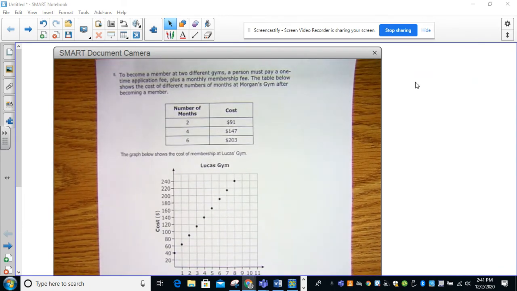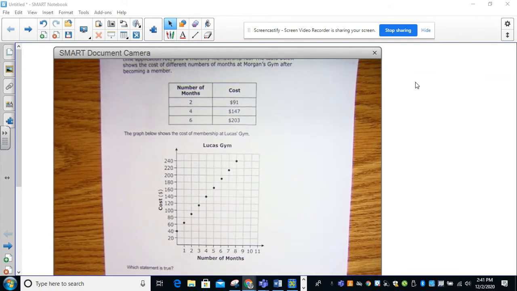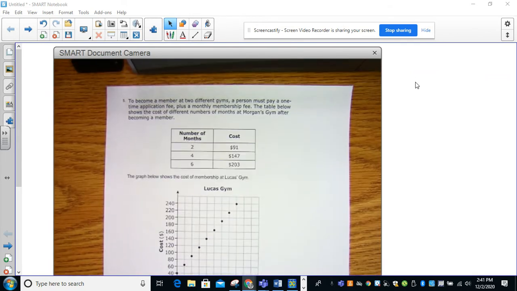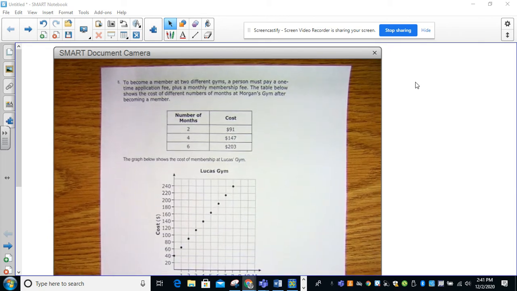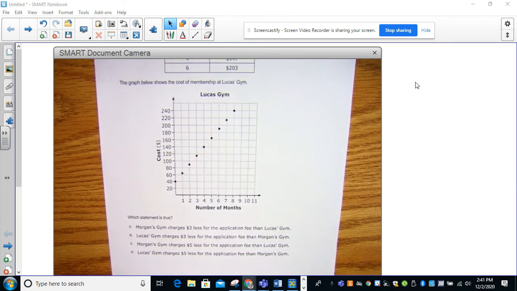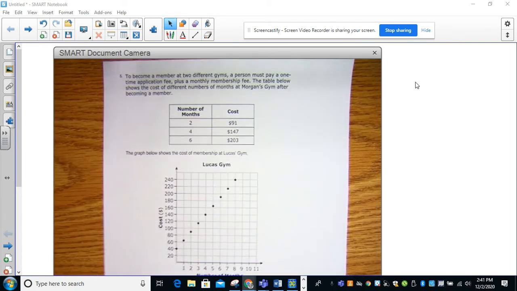Again, look how intimidating this problem looks. It literally takes up a whole page. Here we have a table, we have a graph, we have a lot of words, we have a lot of words in the answers. Let's take it one step at a time.